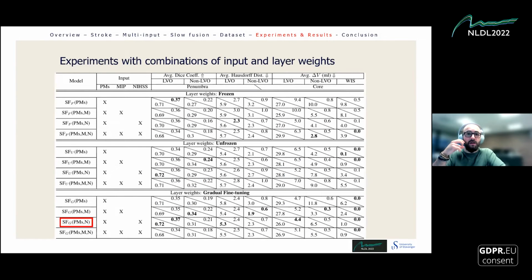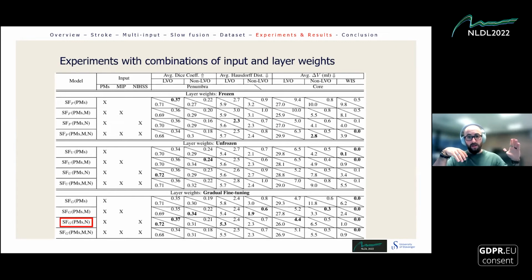Second of all, we have done an additional experiment with the combination of the multi-input that we have, and also with different settings for the layer weights. We ran different inputs, such as the set of parametric maps, or the set of parametric maps plus the MIP images or the NIS score. And we also differentiate the setting of the layer weights. First we try every layer weight in the convolutional part of the VGG16 being frozen. Then we change everything to be unfrozen, so trainable. And at the end, we also try a hybrid version between frozen and unfrozen.